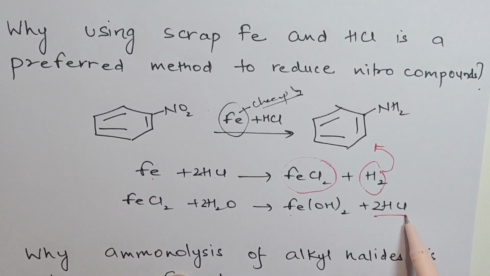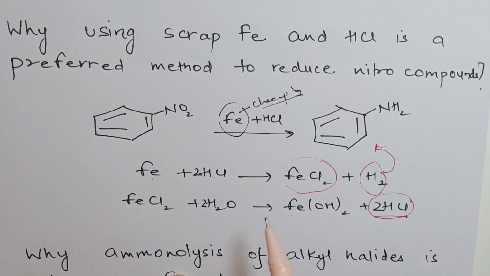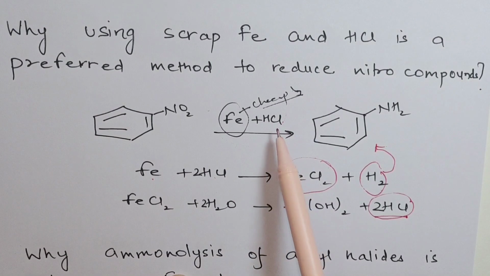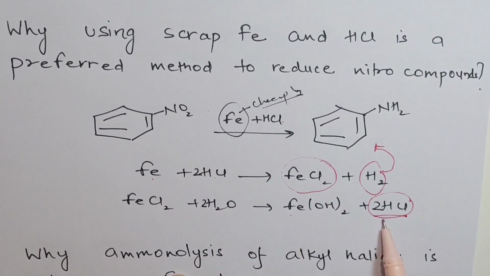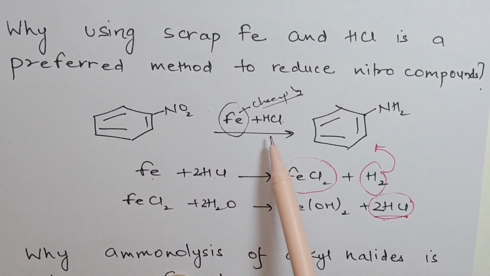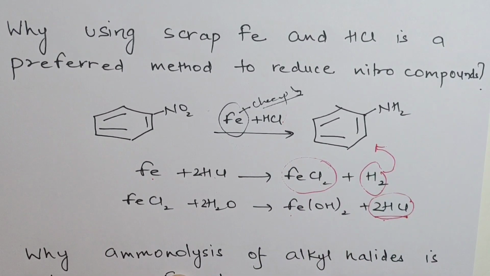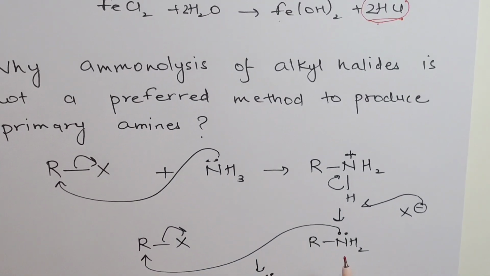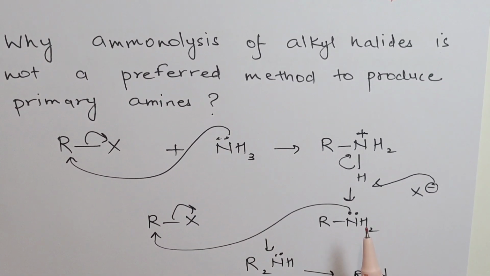and HCl is released. So this HCl is regenerated. So in the beginning, we'll have to add a little HCl, but after that, the reaction takes care of it. Okay, that is why this is the preferred method. This is an economically viable method. Moving on, why is ammonolysis of alkyl halide not a preferred method to produce primary amines?